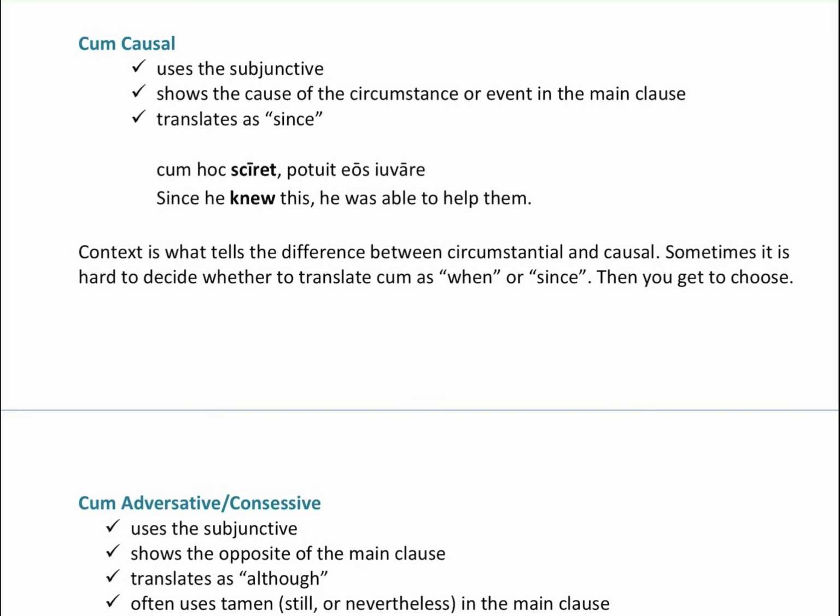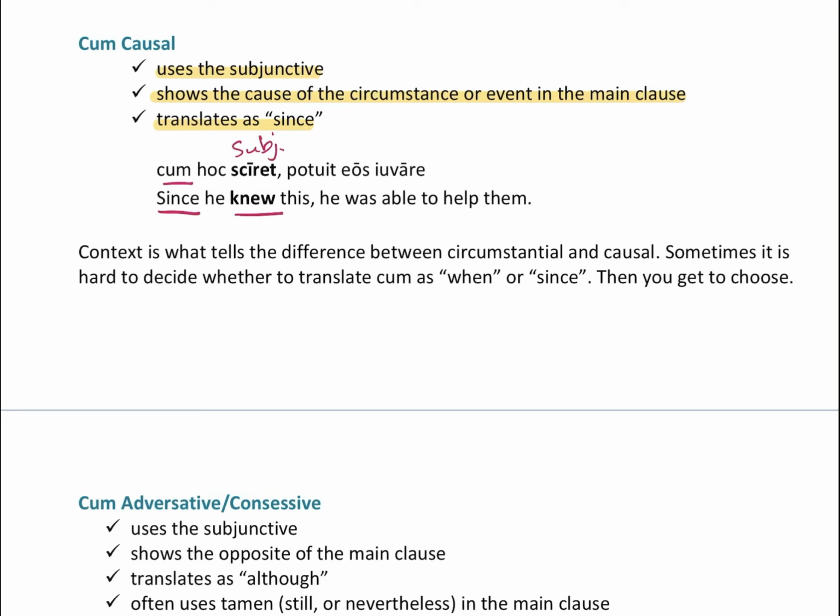All right, let's move on to the next one, which is the cum causal. And the cum causal uses the subjunctive. And it shows the cause of the circumstance or event in the main clause. And it translates as since. So if I look here, here's my cum hoc sciret. And here we go, is the subjunctive. Potuit eos iuvare. Since he knew this, he was able to help them.